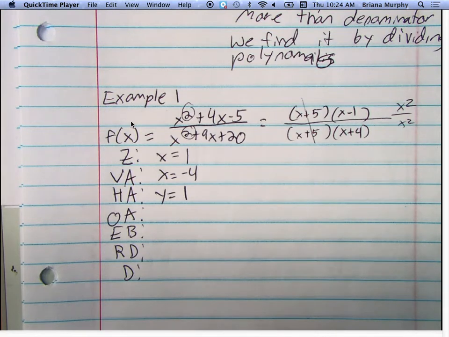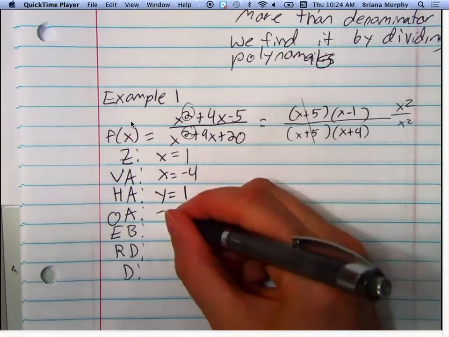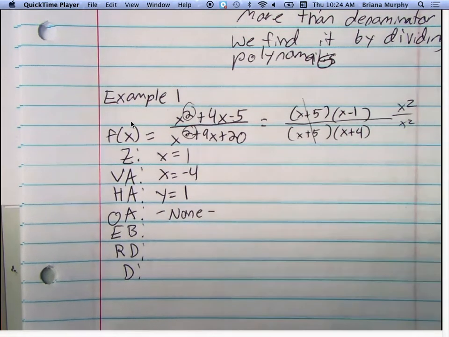Is the top exactly 1 degree more than the bottom? So there's none. There's no oblique asymptote. What would you put if there was one? You'd put yes, and then we're going to do dividing by polynomials, which I'm going to teach you on Monday and Tuesday. And it'll be in like a y equals mx plus b form, because it's like a slanted asymptote. Okay? We'll get there. End behavior.